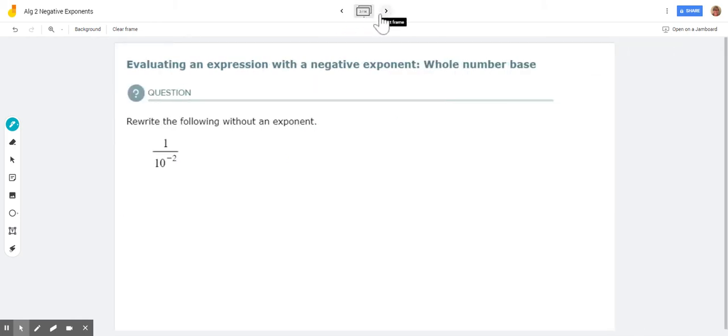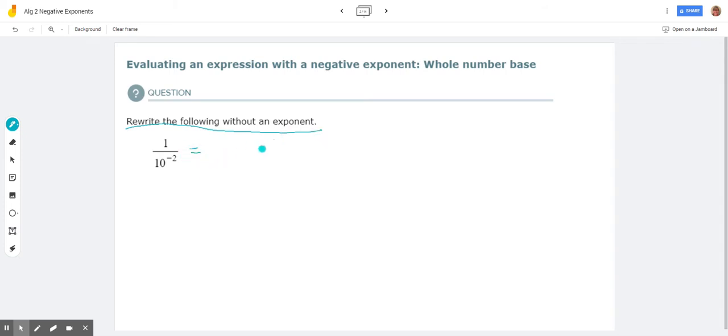Moving on. Okay, take a look at this one. Now, this doesn't look like what we just had. This is negative 2 on the bottom. It says, rewrite the following without an exponent. Okay, that means you need to figure out what this is.